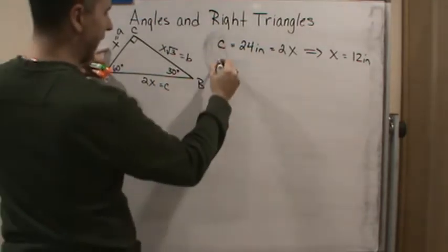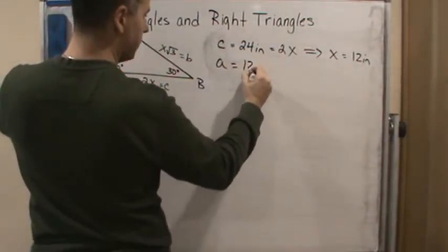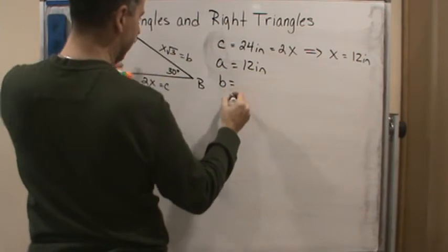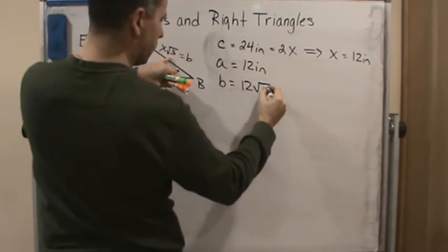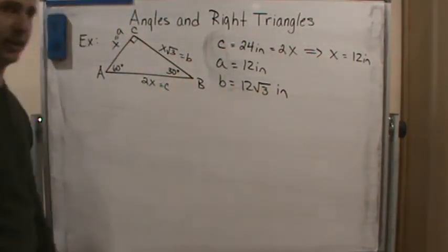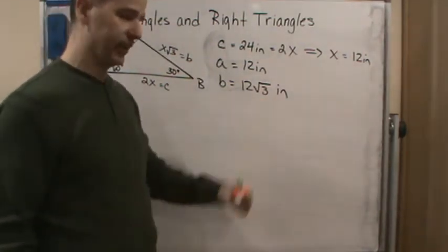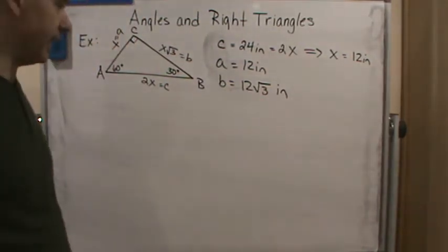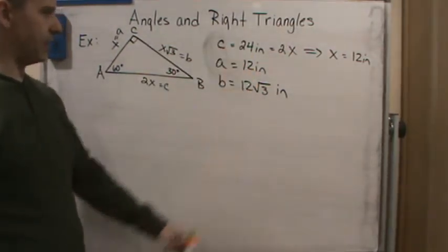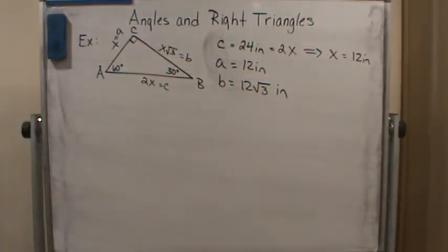That means A is 12 inches. And B is 12 times the square root of 3 inches. And look at that, I'm done. I can stick this in my calculator and get an approximate answer if I need it, right? But I've got all the answers very quickly and easily. Let's do one more. Same thing, but A is 32 yards. Let's say A is 32 yards.